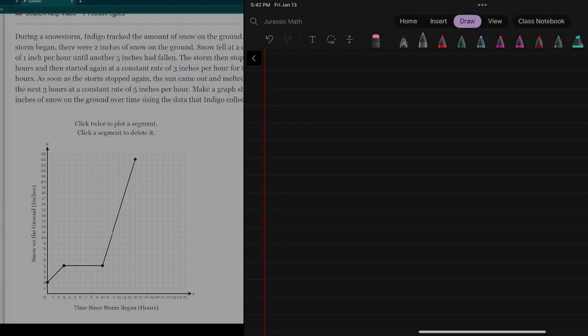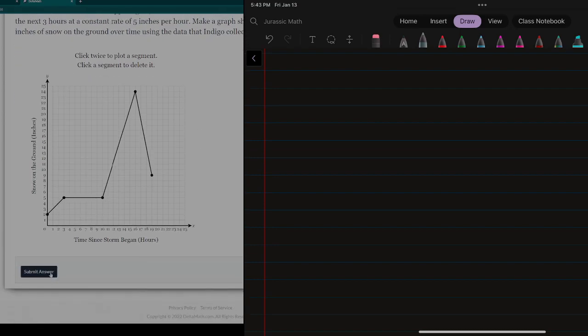As soon as the storm stopped again, the sun came out and melted the snow for the next 3 hours at a constant rate of 5 inches. So 5 inches per hour for the next 3 hours. That means I need to start here, go down 1, 2, 3, 4, 5 over 1. Then go down 2 more times, 1, 2, 3, 4, 5 over 1. All right, so there's our graph.